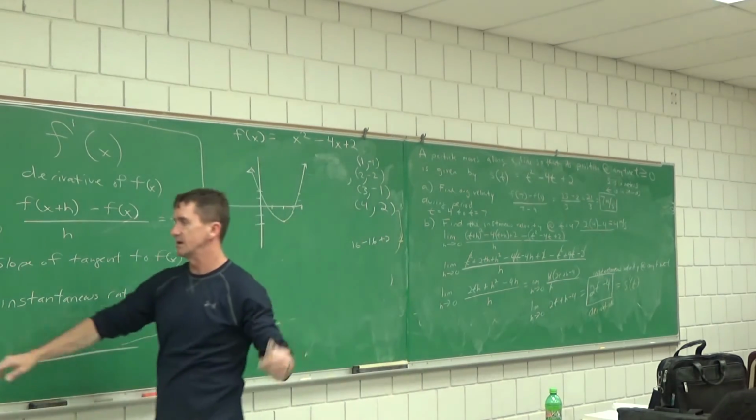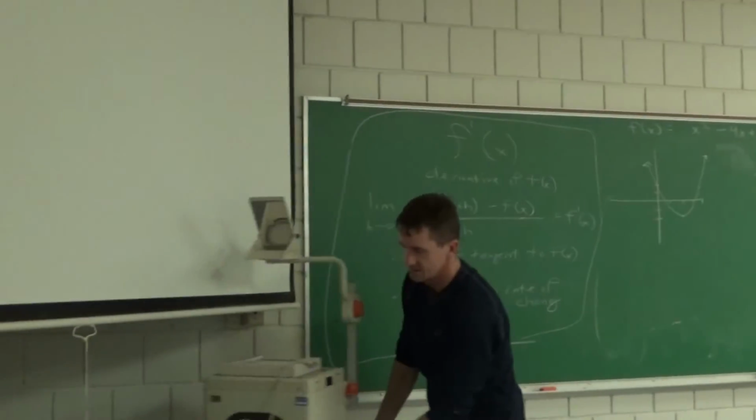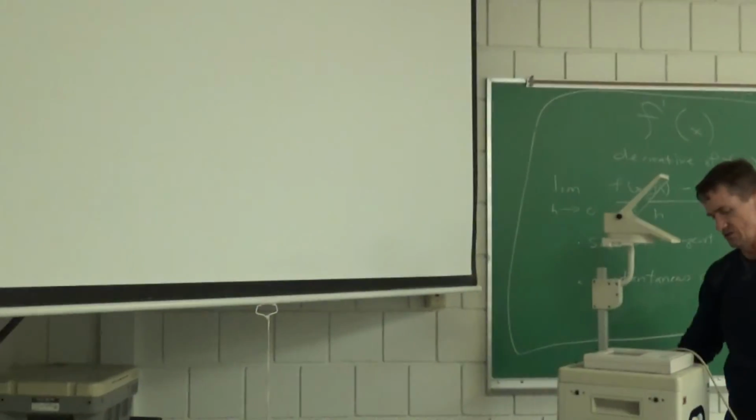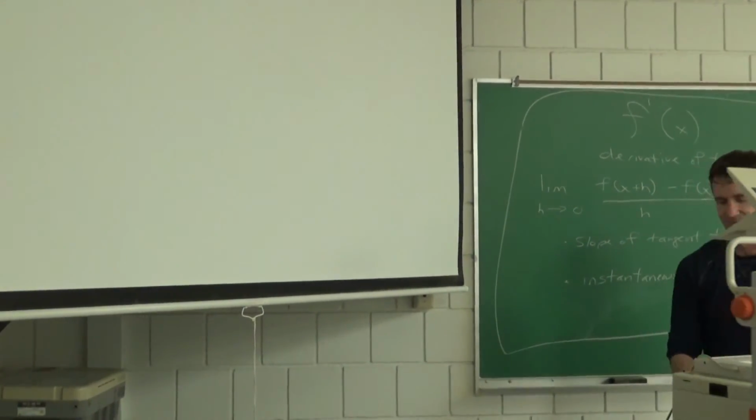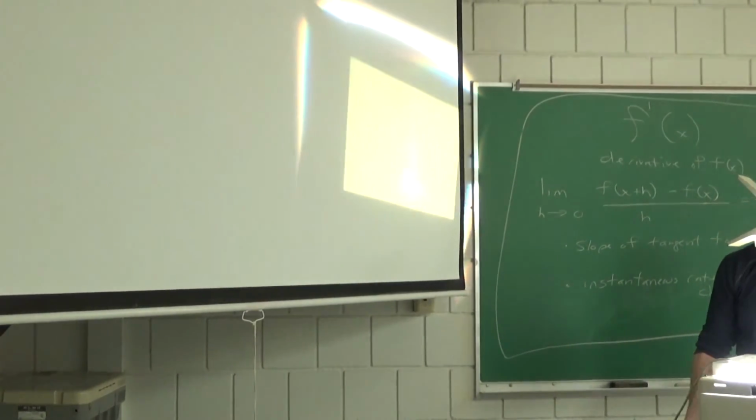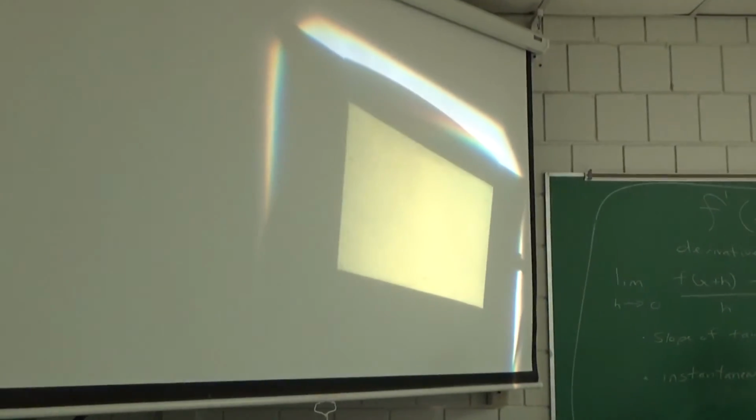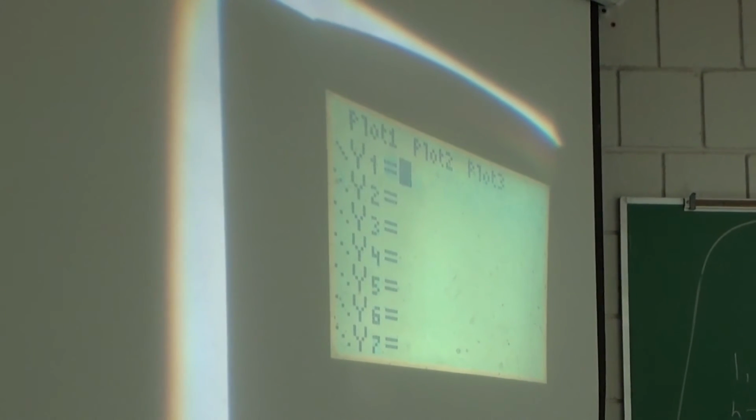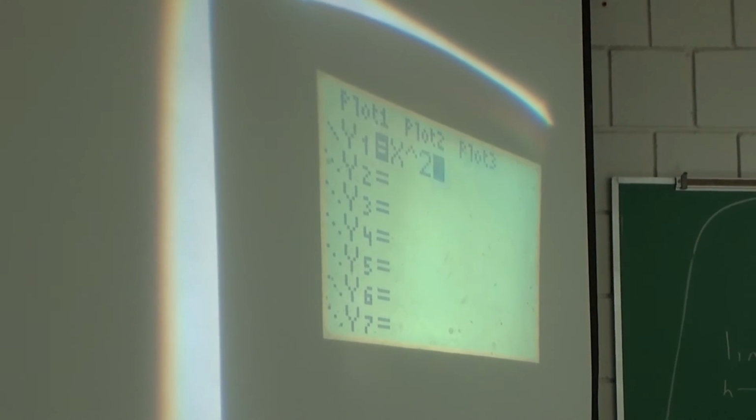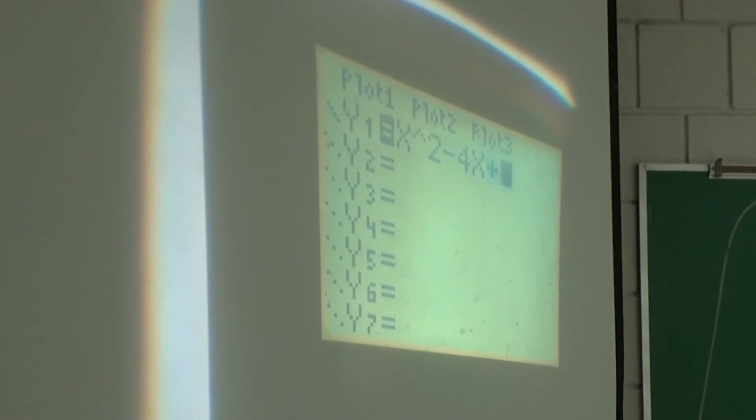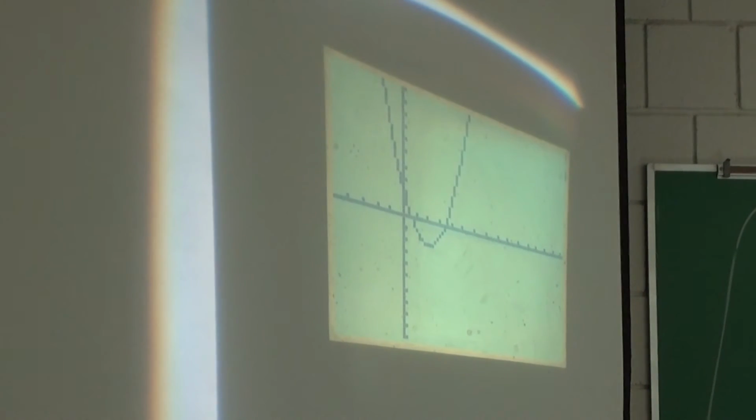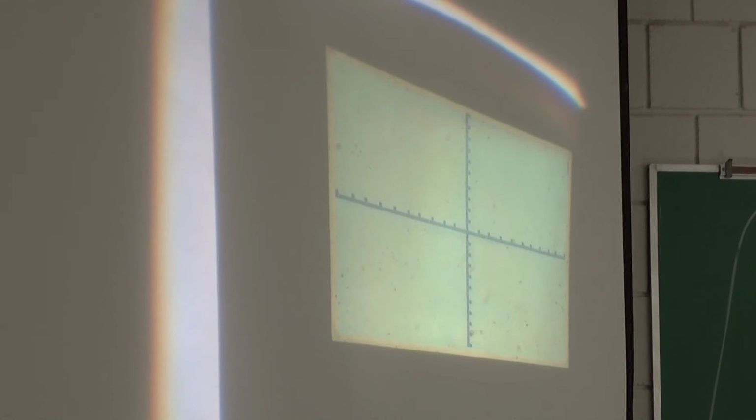But hey, as I did all that, some of you just pulled out your calculator. You're like, can I just do this? I'm like, yeah, sure. Let's just look. Clear. Y equals x squared minus 4x plus 2. Zoom 6, right? Zoom 6 is a standard window. Did we make the graph correctly? Perfect.